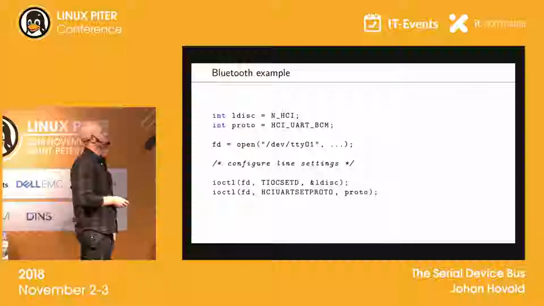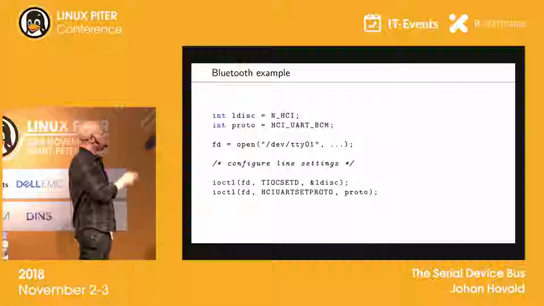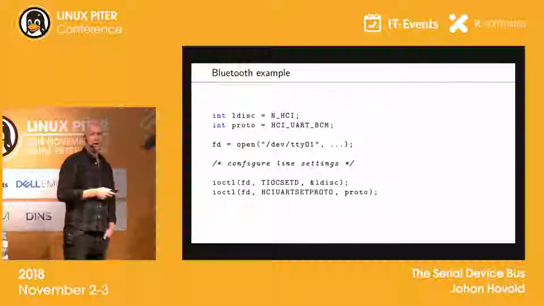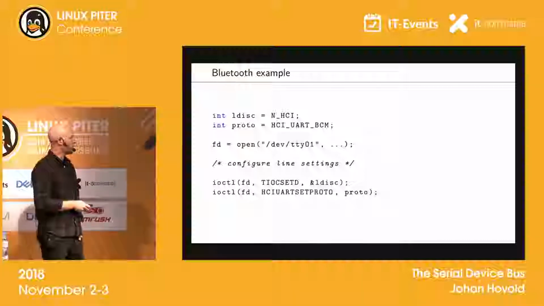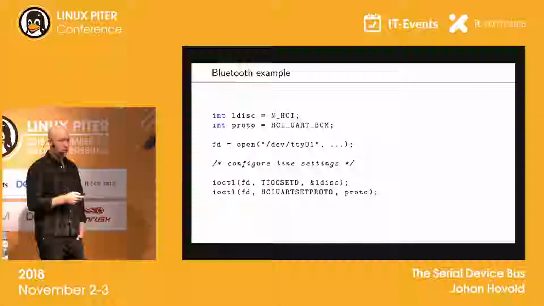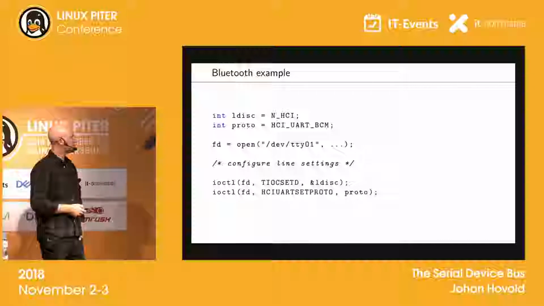Bluetooth, and this is essentially what the AGI-attach or BT-attach daemon does. You need to open the port, so you need to know which port to open. You need to configure the line settings, and you use your ioctl to switch to the Bluetooth and AGI line discipline. And in the Bluetooth case, you also need to specify which UART protocol to use. So it's only when this second ioctl returns that you would get access to your Bluetooth device.